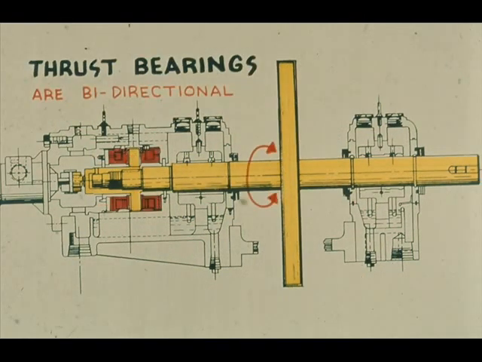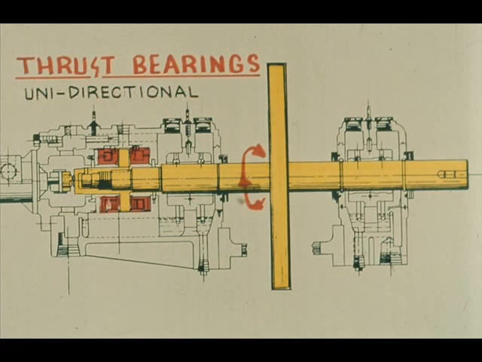Some thrust bearings are designed to run with a thrust collar that may run in either a clockwise direction or counterclockwise. These bearings are said to be bidirectional. Other thrust bearings are unidirectional, that is, they are designed to run with a thrust collar that turns only in one direction.